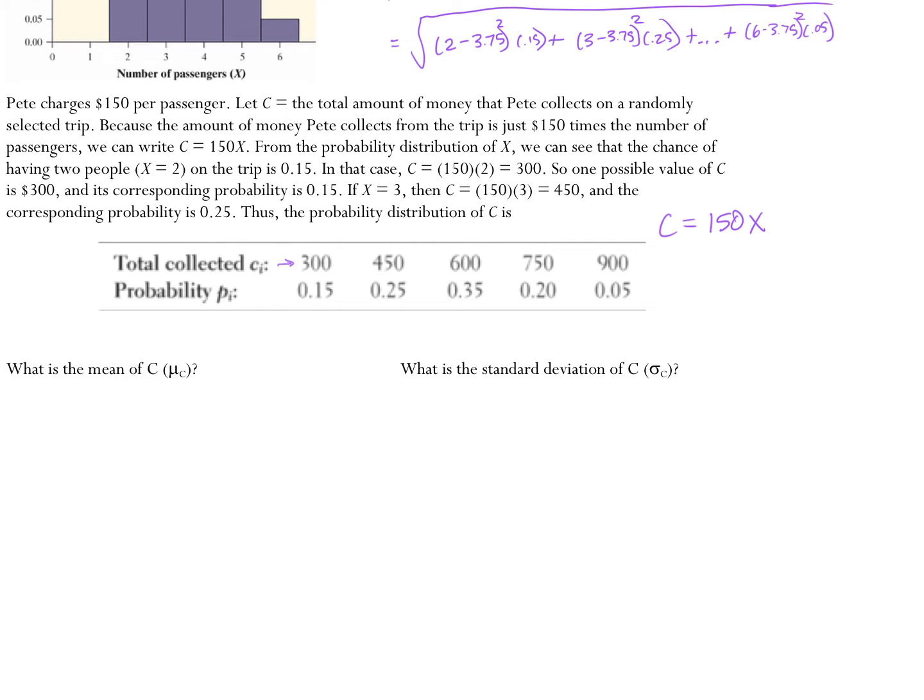One way we could find the new mean and the standard deviation is we could just change our values in L1 to 300, 450, 600, 750, and 900. So go ahead and do that for me real quick.